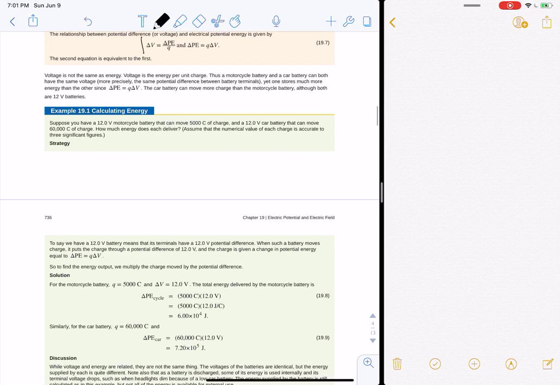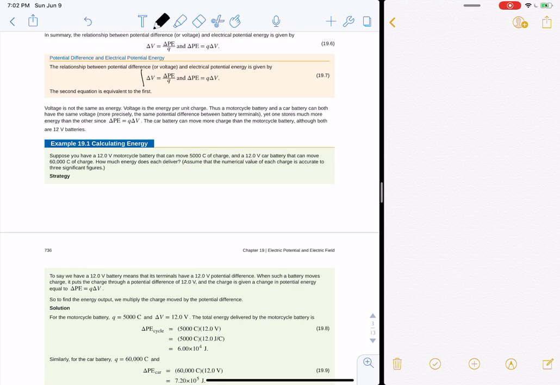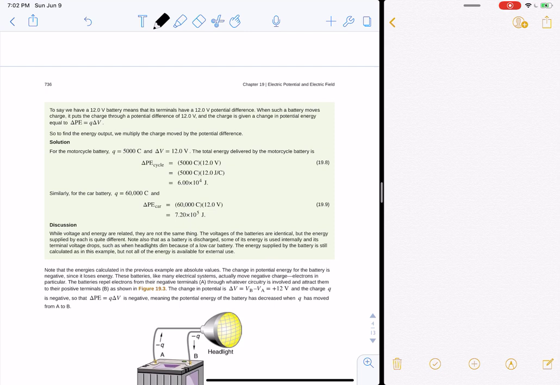So let's do this example here. Suppose you got a 12-volt motorcycle battery and a 12-volt car battery. The motorcycle battery can move 5,000 coulombs of charge, but the car battery can move 60,000 coulombs of charge. Okay, so how much energy then can each one deliver? So we go back to this equation here. The potential energy is charge times change in voltage. So this should be pretty straightforward.